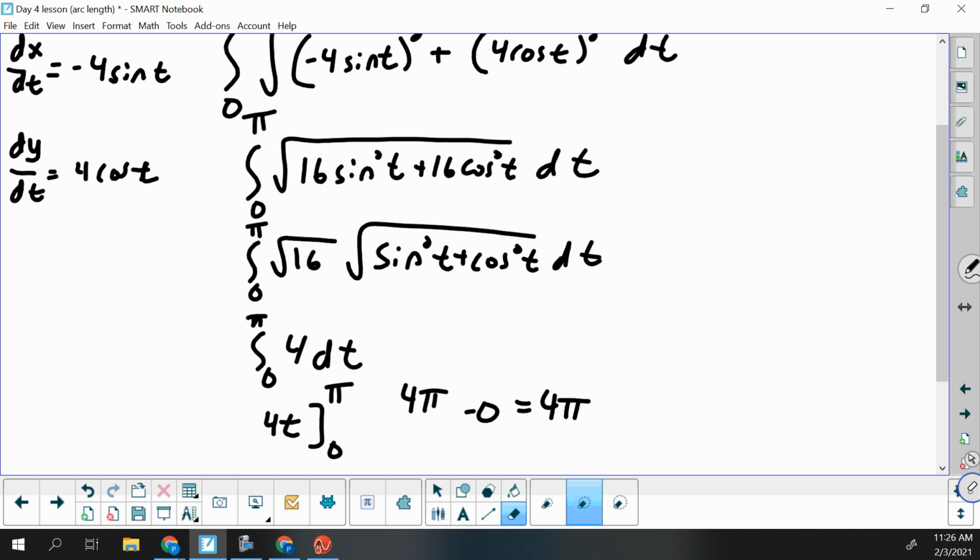Now, if we think about this, remember I mentioned at the beginning that this is a circle. 0 to pi would be half of the circle. The circumference of a circle with radius 4 would be 8 pi. That would be all the way around. So 0 to pi should be half that. And notice we got 4 pi.